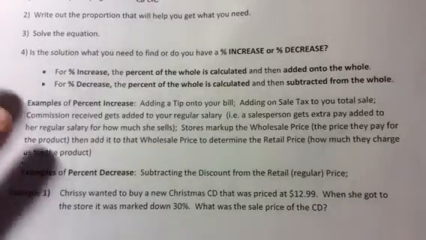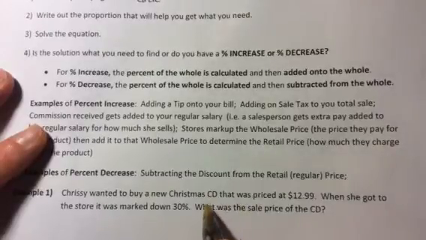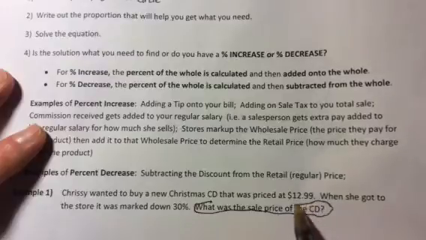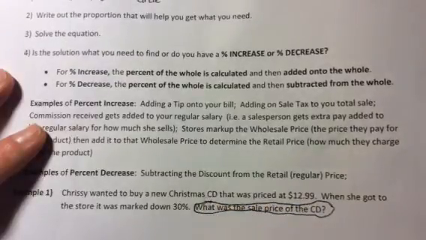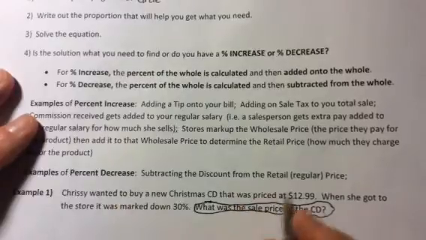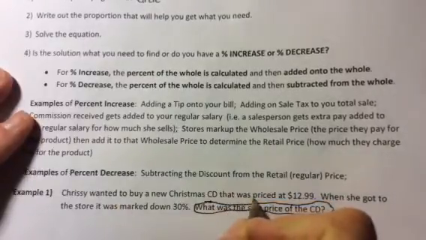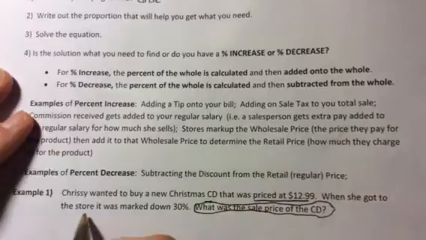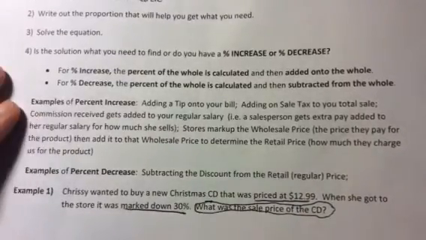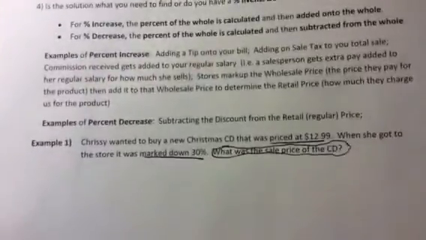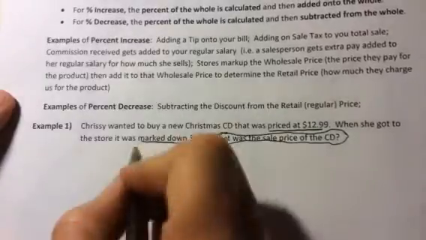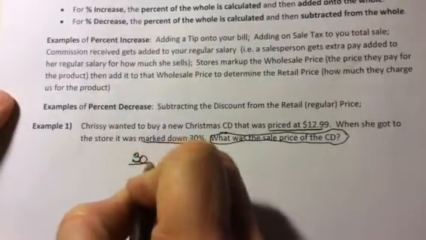So the first thing we're going to do is circle what we're trying to find. Keep that in mind for when we solve our proportion. Okay, so she wants to buy a new CD, and it's priced at $12.99, so that's important. And then when she got to the store, it was marked down 30%, so that's important too. All right. So the first thing we're going to do is look at our 30%. So 30% means 30 out of 100.